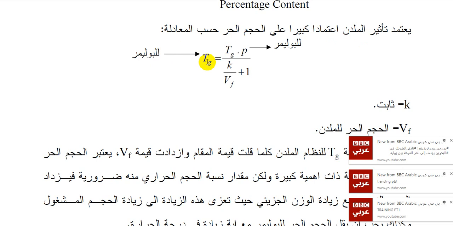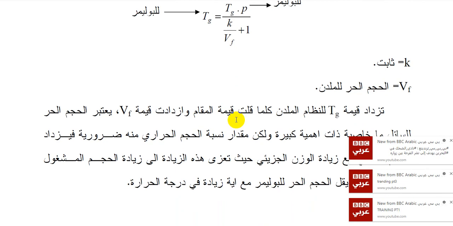Tg for the polymer, the glass transition temperature, equals Tg of the polymer plus K, as you can see. K is a constant, determined according to the type of polymer used for the empirical trial, يعني الثابت K حسب نوع البوليمر المستخدم. VF is the free volume, the free volume of the plasticizers.